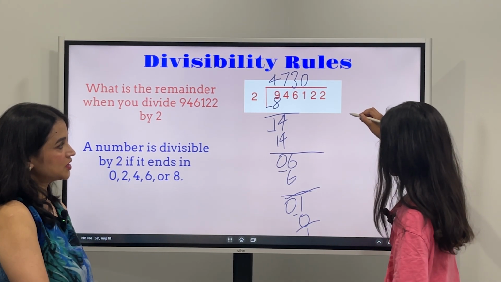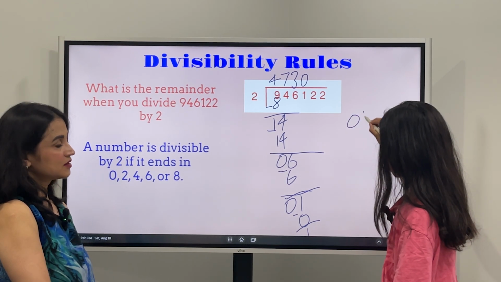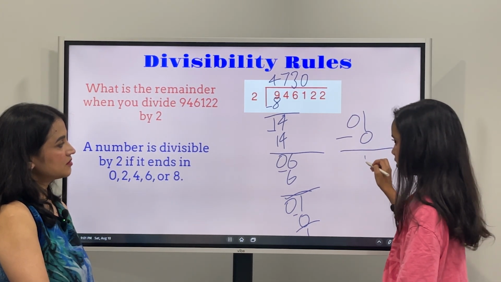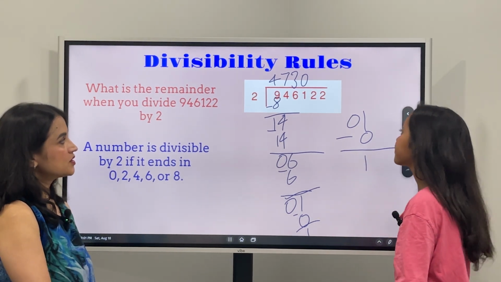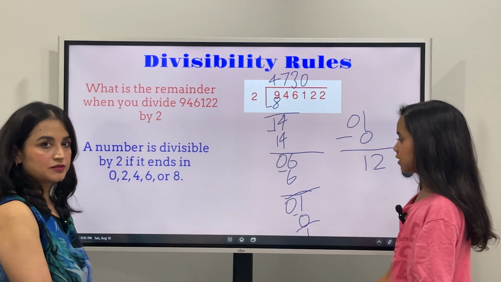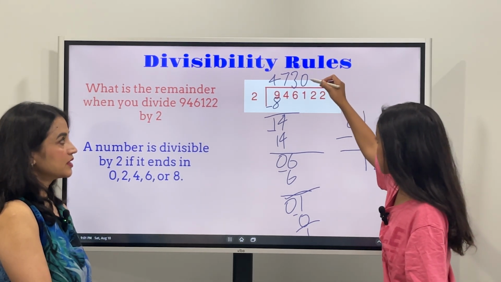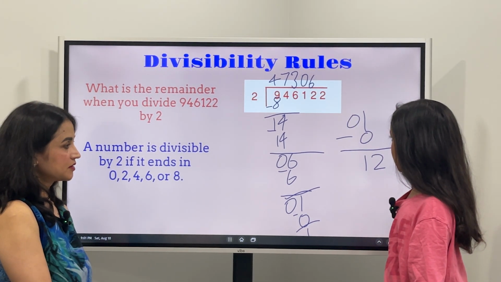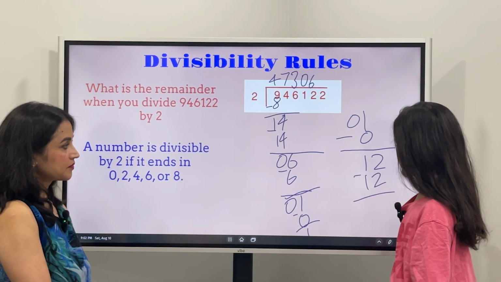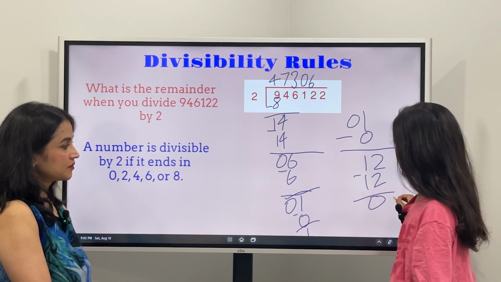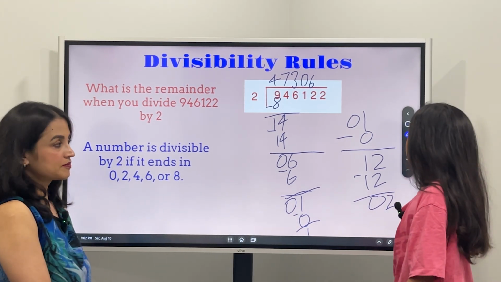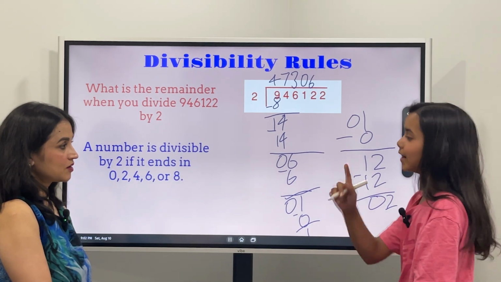I'm just going to put the 1 there and continue. So 0 times 2 is 0, and then 1 is the remainder, and now 12. Now it's 12, and that will be 6. Then 12 minus 12 is 0. And then the last 2 will be 1.